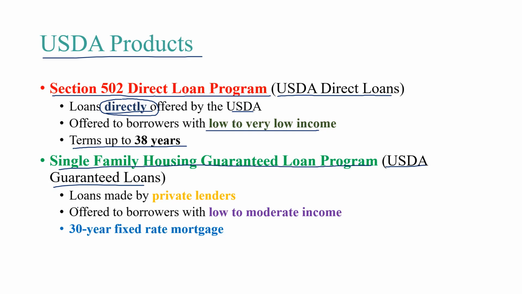On the other hand, the Single Family Housing Guaranteed Loan Programs are loans made by private lenders. These are loans made by private lenders, so they're not directly offered by the USDA. And these are offered to borrowers with low to moderate income. This is a 30-year fixed-rate mortgage, so ARMs are not allowed here. So you want to just remember that the Single Family Housing Guaranteed Loan Program is a 30-year fixed-rate mortgage.